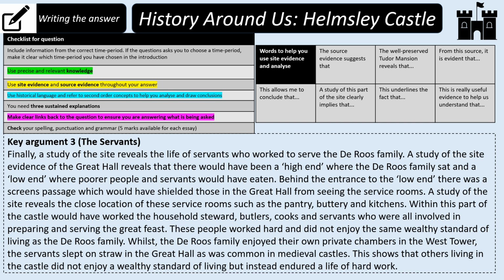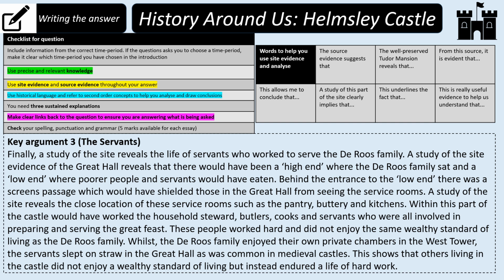A study of the site reveals the close location of these service rooms, such as the pantry, buttery and kitchens. Within this part of the castle would have worked the household steward, butlers, cooks and servants, who were all involved in preparing and serving the great feast. These people worked hard and did not enjoy the same wealthy standard of living as the De Roos family. So there's a great element of diversity there, that comparison in their lives, which is nice.